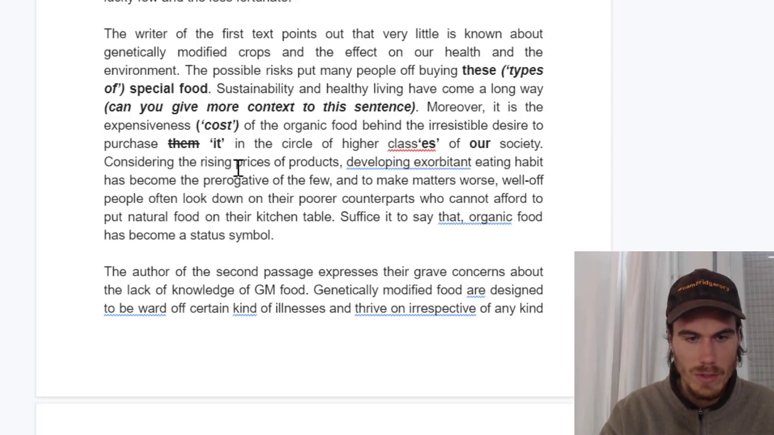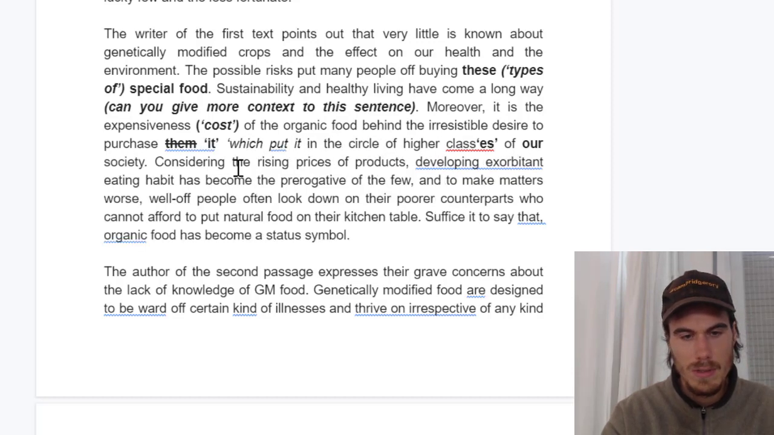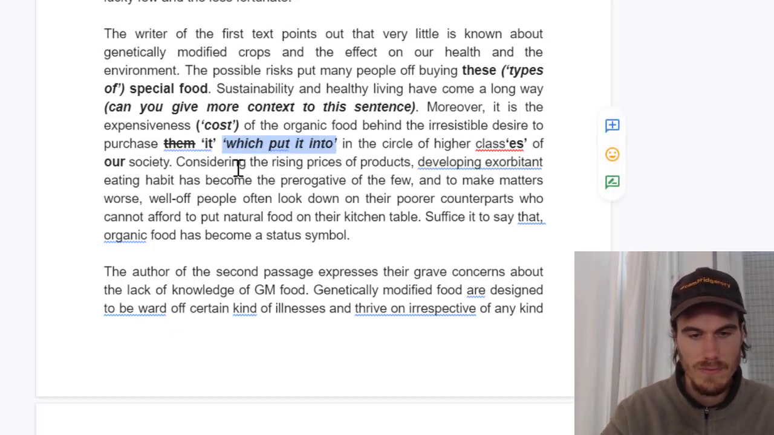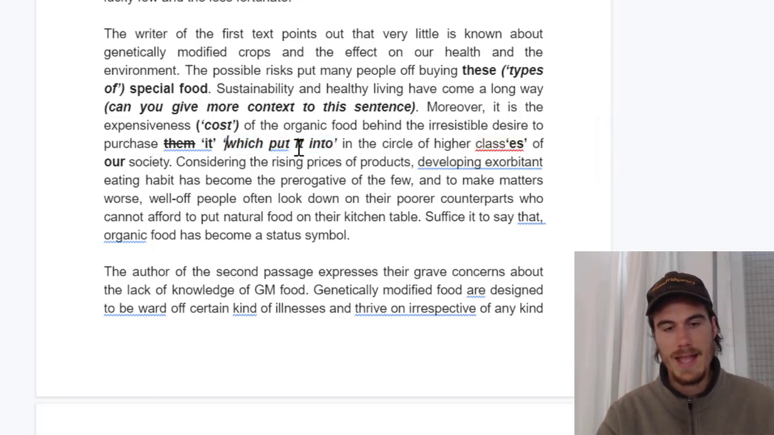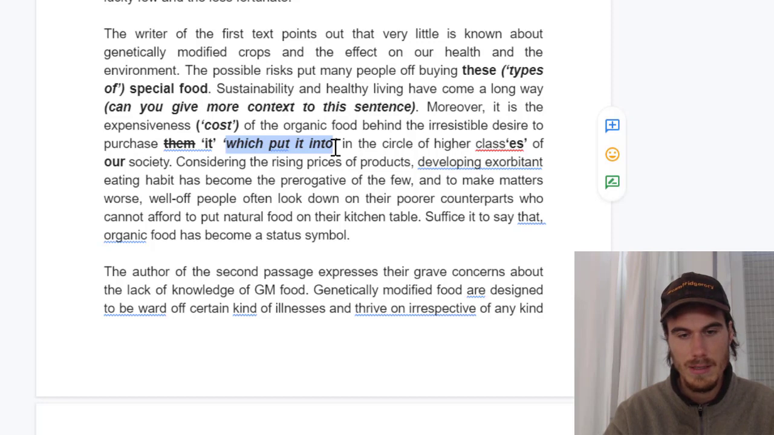I think you need to say which put it into the circle of higher classes, because otherwise this sentence actually doesn't really make sense. "Moreover, it is the cost of organic food behind the desire to purchase it, which put it into the higher classes of society." If you don't say that, then you're just saying that there's a cost of food behind the desire to purchase it, but it doesn't have context. You understand? You need to explain why you are talking about the cost, and you're talking about it because that's what makes it available only to higher classes.